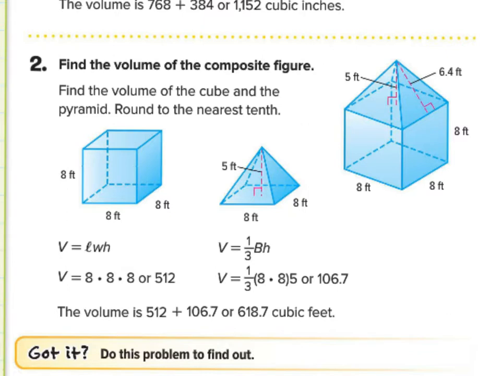So we have 512. And then for our pyramid, we find the area of our base. 8 times 8 is 64, times our height, which is 5. But we need 1/3 of 64. Remember, 1/3, because that's what a pyramid is. The volume of a pyramid is 1/3 of a full rectangular prism. So 8 times 8 is 64 for the area of our base. And we want 1/3 of 64 times 5, which is 106.7. So then we add the 512 plus 106.7, and we get 618.7 cubic feet.